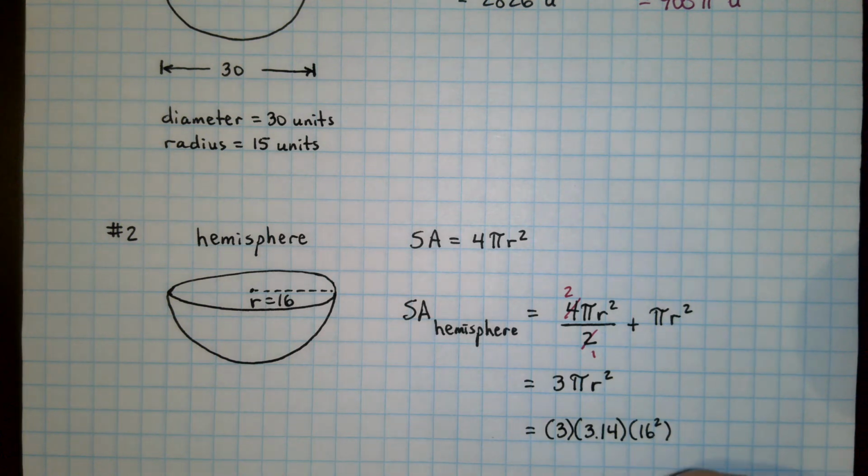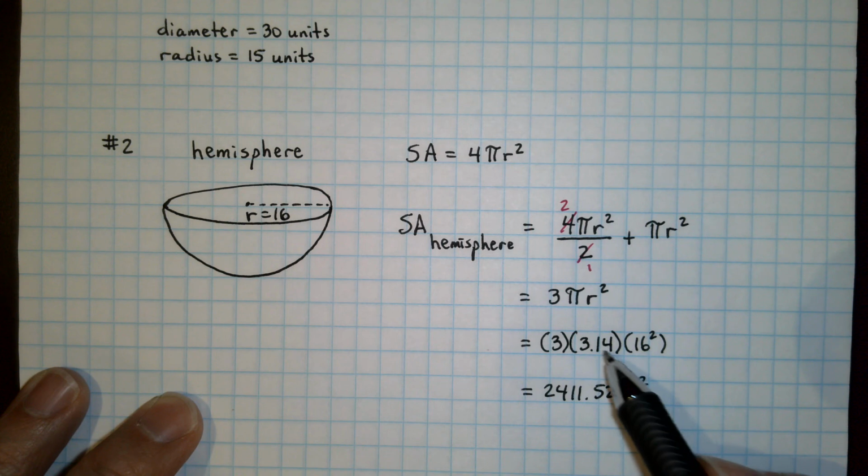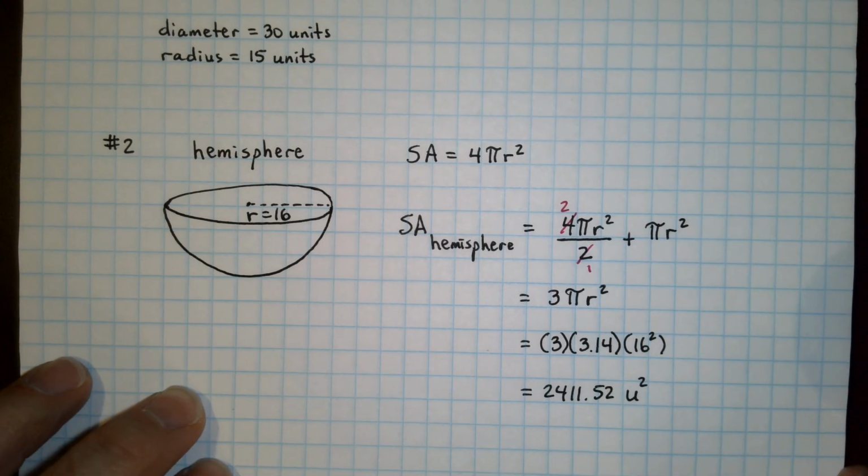And I get a total of 2,411.52, and this will be units squared. And if we needed to find this in terms of pi, we could do it the same way we did in example 1. But here I'll just leave it, and we can round any kind of way that we need to, but this is unrounded from the 3.14 value being used.